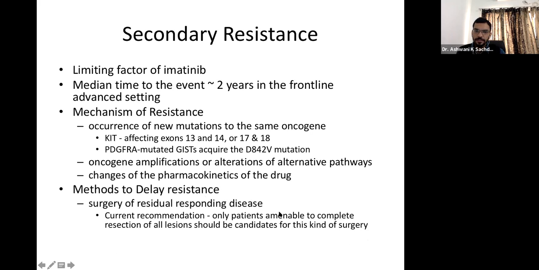So how to delay resistance? First one is surgery of the residual responding disease. The recommendation is that if you can completely resect all the lesions, then they should be taken for surgery, and they are the ideal candidates for complete surgical removal. So in our previous question, she could not undergo complete surgery of all the tumor deposits. So in that case, we have given imatinib.